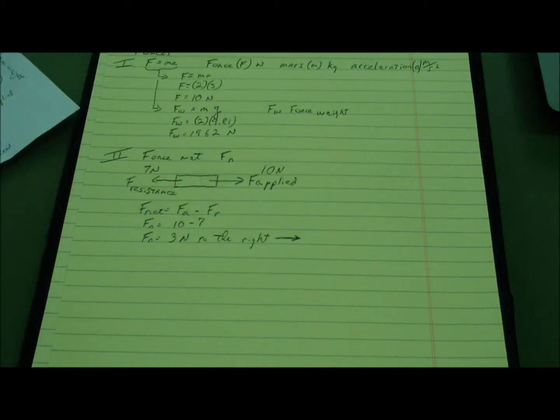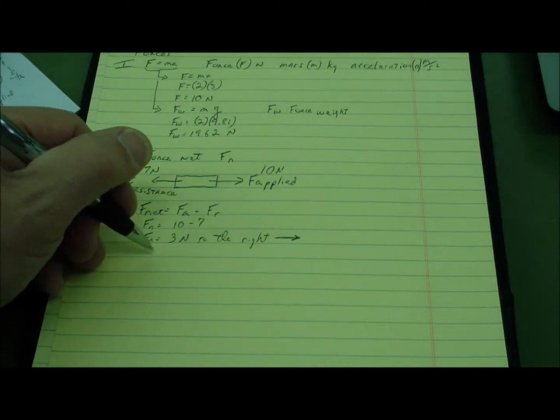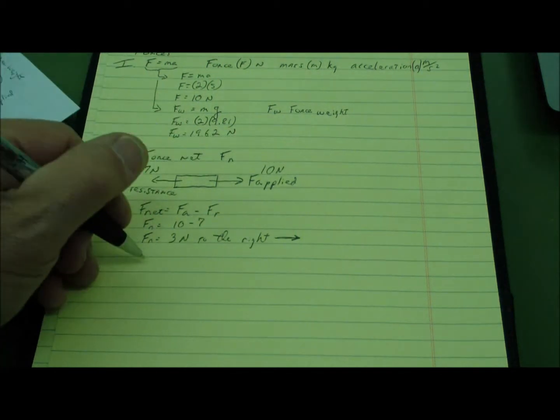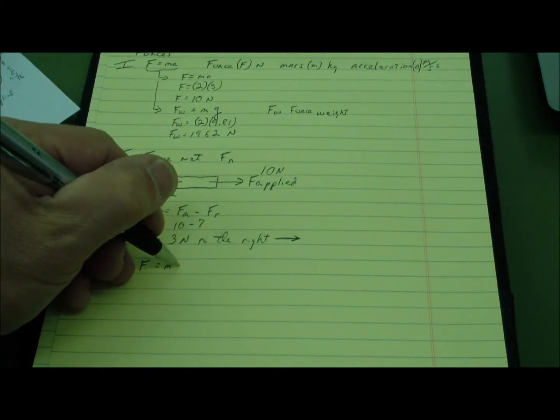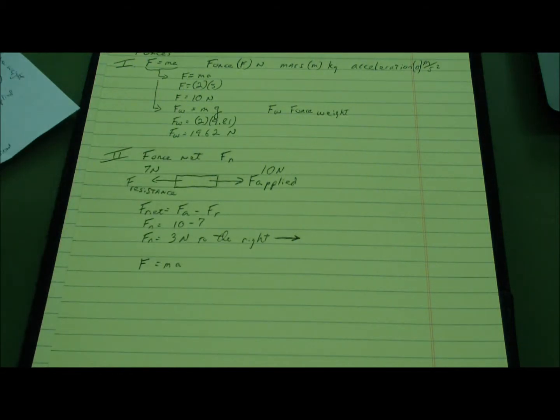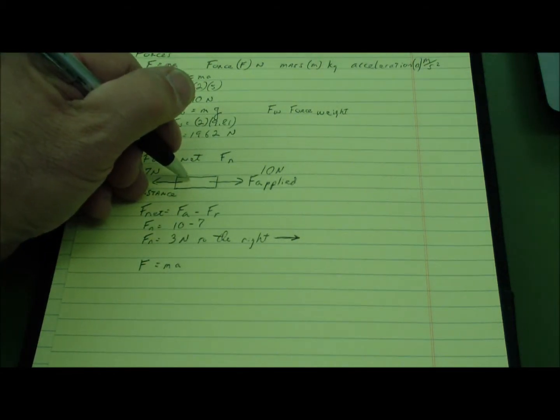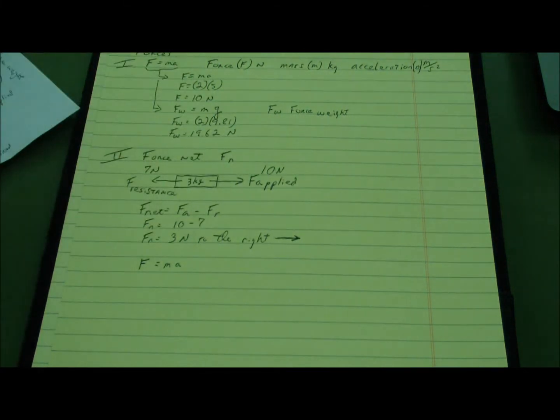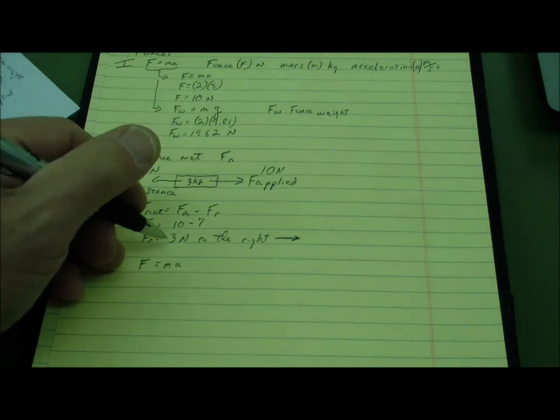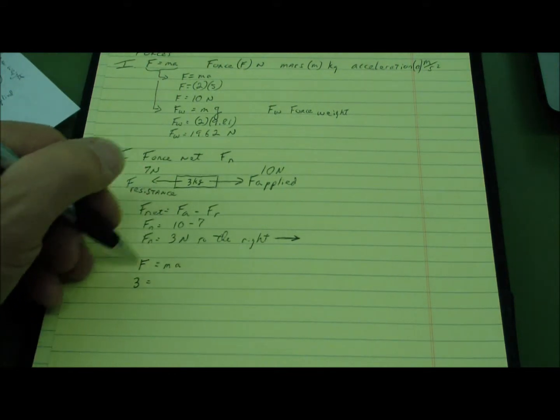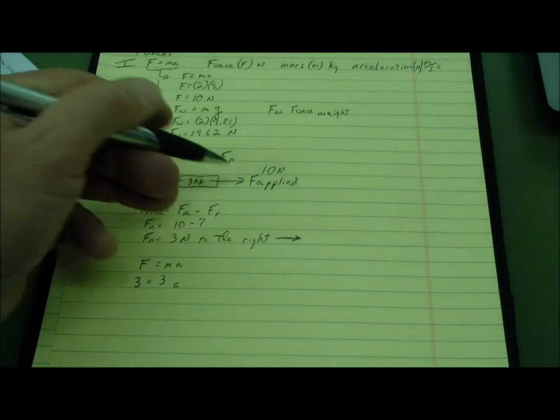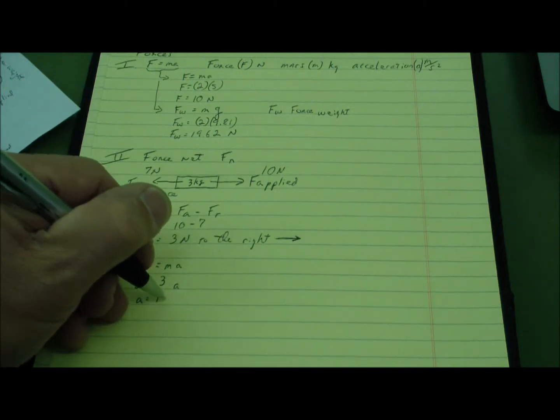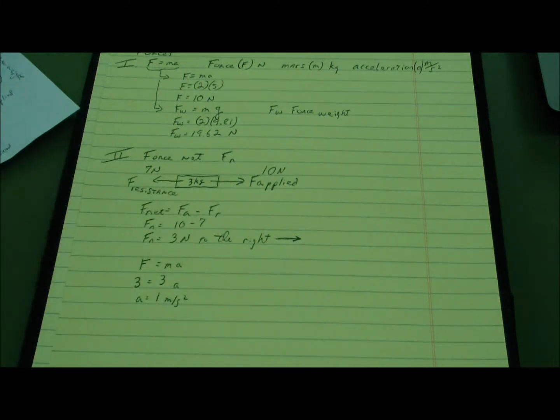Now, I want to take this a little bit further and find out the acceleration at which this will go. Well, I can go back to this equation. Force equals mass times acceleration, and let's say this just happens to be 3 kilograms. So I have a net force of 3 from here. I have 3 for the mass. How much acceleration is this block experiencing? And we do the math and come up with 1 meter per second squared.